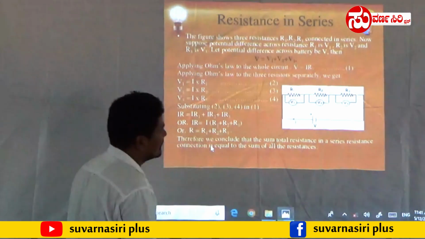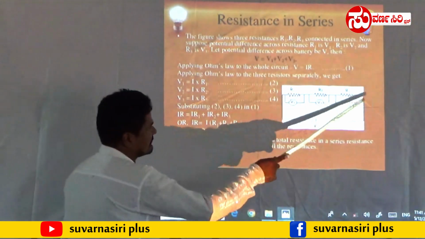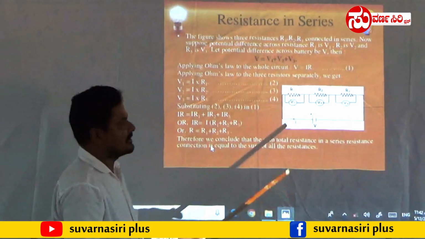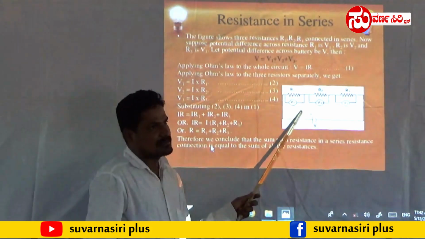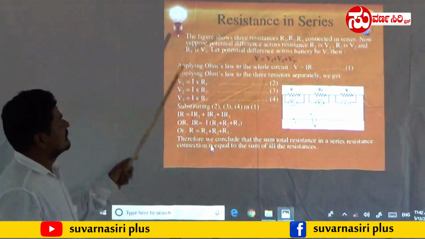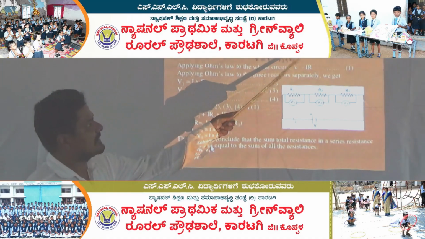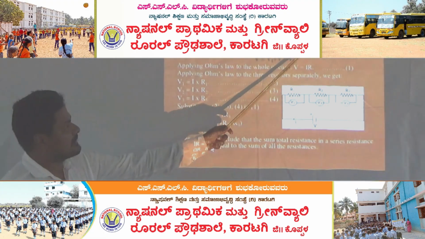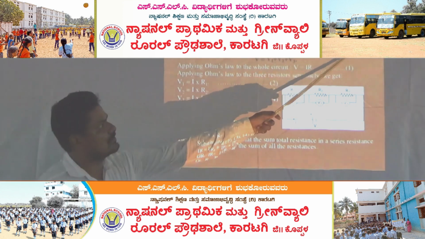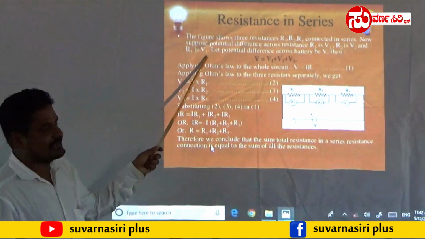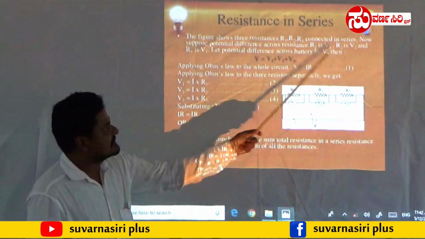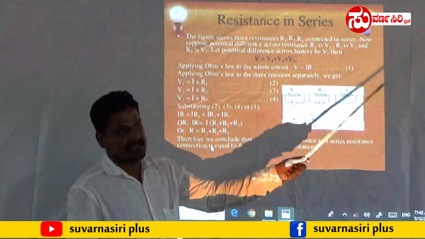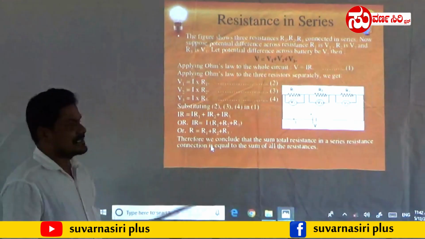Here we can see three resistors, R1, R2 and R3, connected to the battery, the cell, with positive and negative terminals. This figure shows three resistors R1, R2 and R3 connected in series. Now we take the potential difference across R1 as V1, across R2 as V2 and across R3 as V3. The total potential is V equal to V1 plus V2 plus V3.